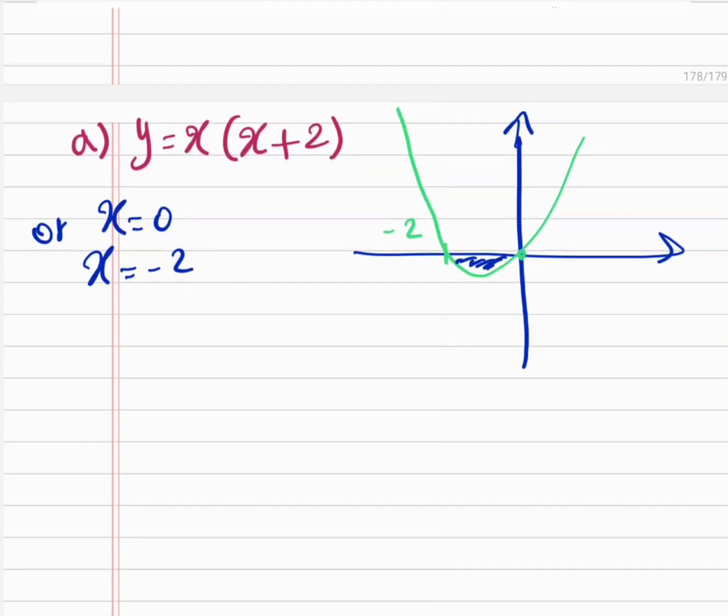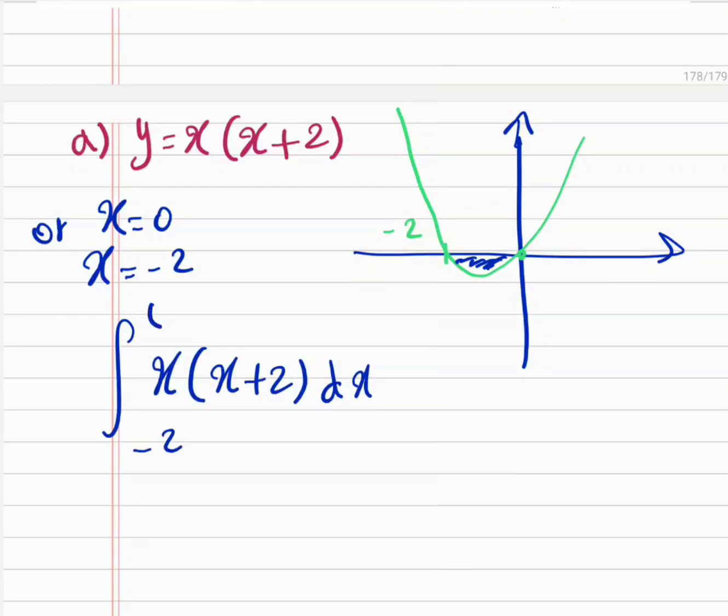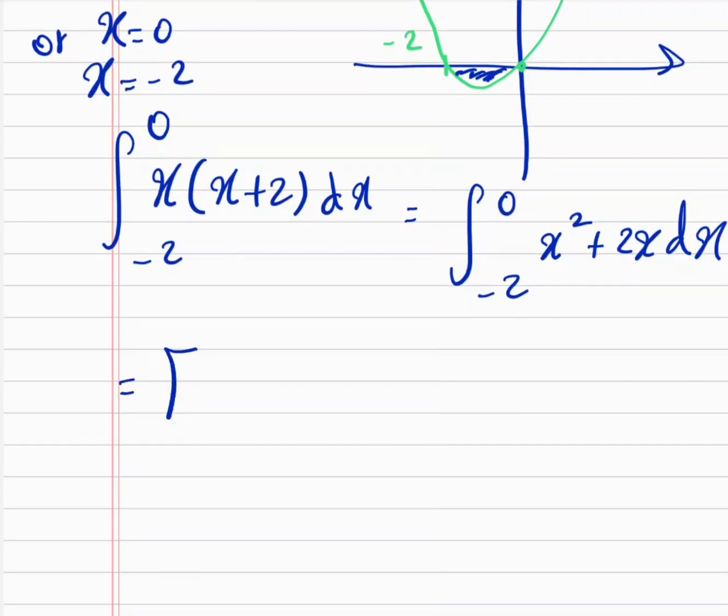So for now, we just need to integrate x times x plus 2 between minus 2 and 0. So this is the integral of x squared plus 2x dx. And x squared integrates to a third x cubed. And then 2x integrates to just x squared. And then we have 0 and minus 2.